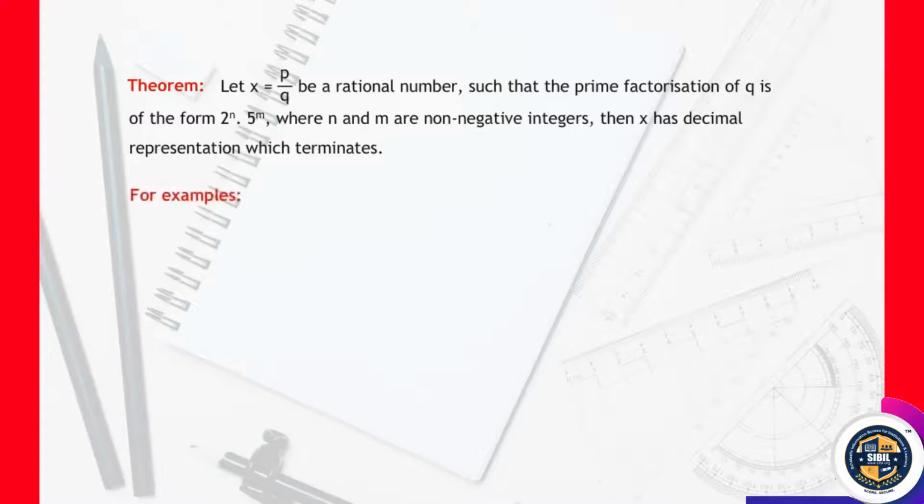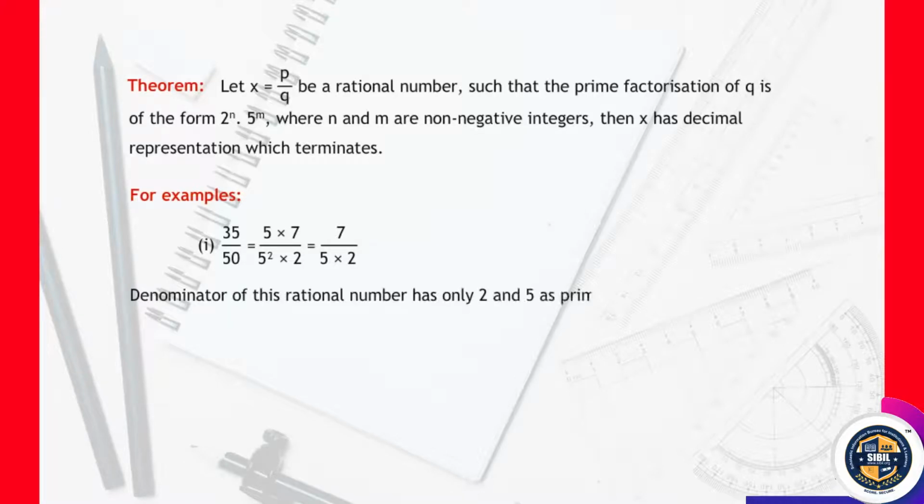For example, first, 35 by 50 is equal to 5 into 7 by 5 raised to the power 2 into 2, is equal to 7 by 5 into 2. The denominator of this rational number has only 2 and 5 as prime factors. Hence, 35 by 50 has terminating decimal expansion.